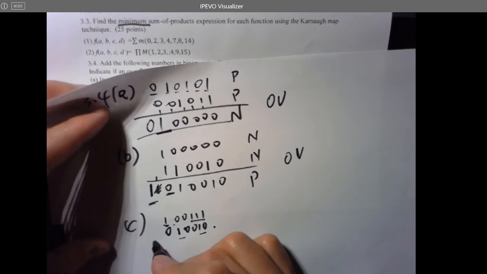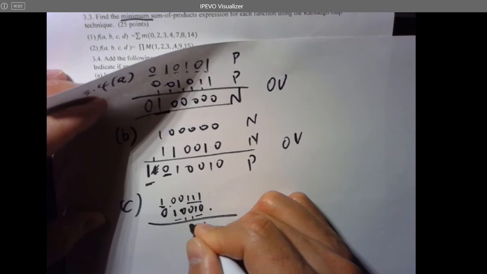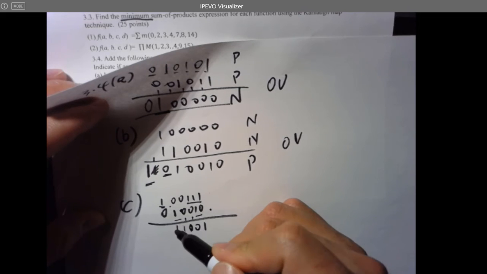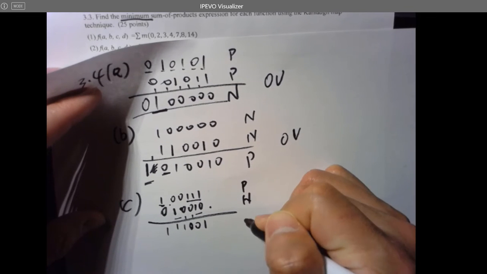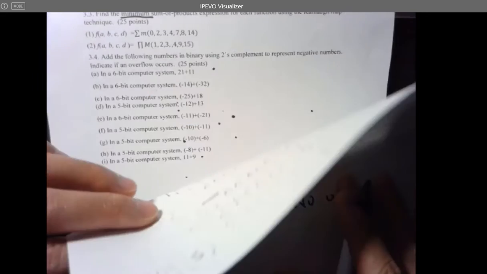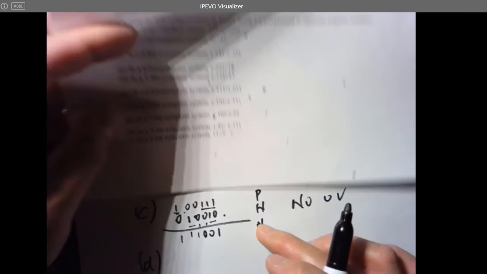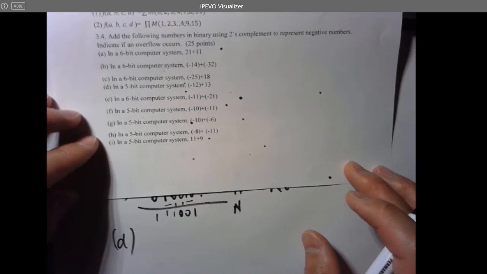All right, now let's do the addition. 1, 0, 1, 0, 1, 1, 1. So it's P and N, no overflow, right? It doesn't satisfy the concept, the definition of overflow.